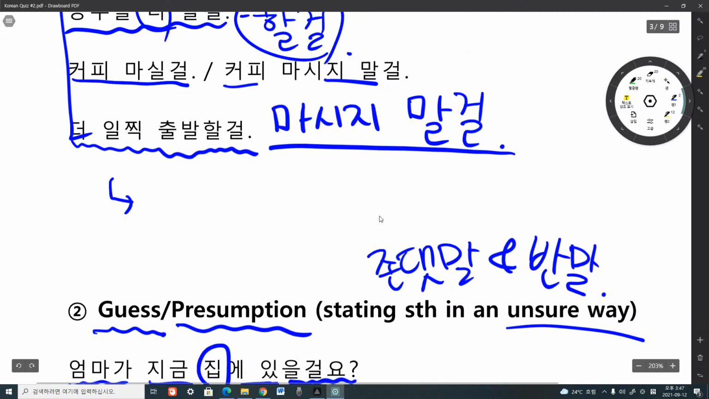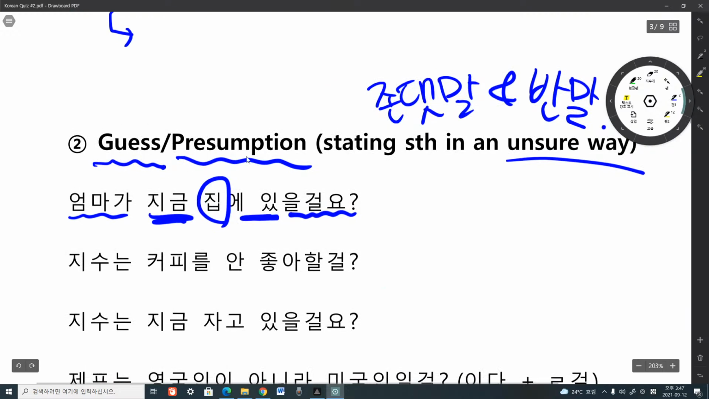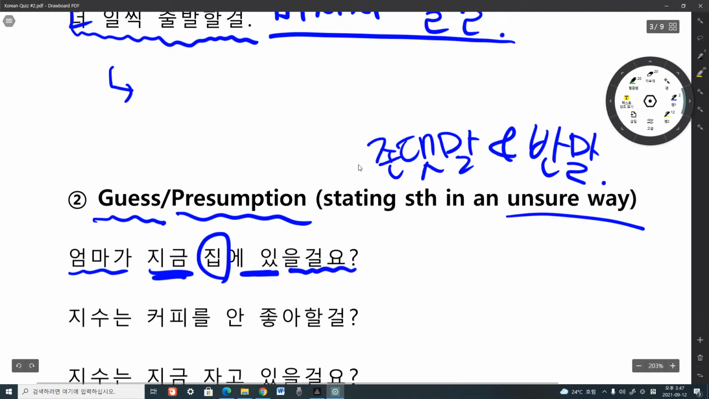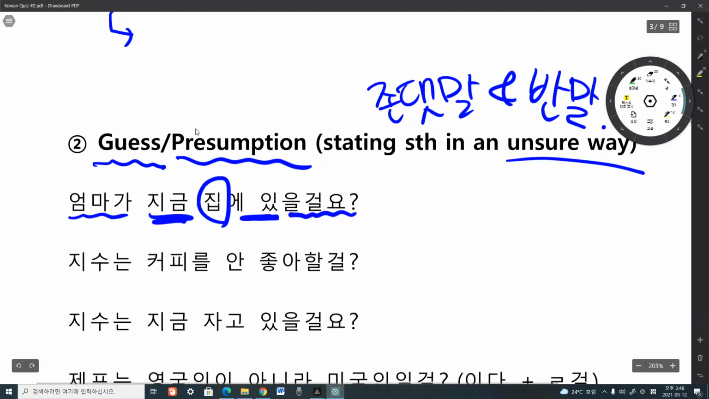So I'll tell you how to distinguish when it means regret versus when it means guess or presumption. You can just pay attention to the tone. So if you say 그냥 집에 있을걸, you have a lower pitch at the end, right? 그냥 집에 있을걸. It means regret. And when someone raises the tone, like when the pitch is higher at the end, 엄마가 지금 집에 있을걸요? There was too much exaggeration, right?